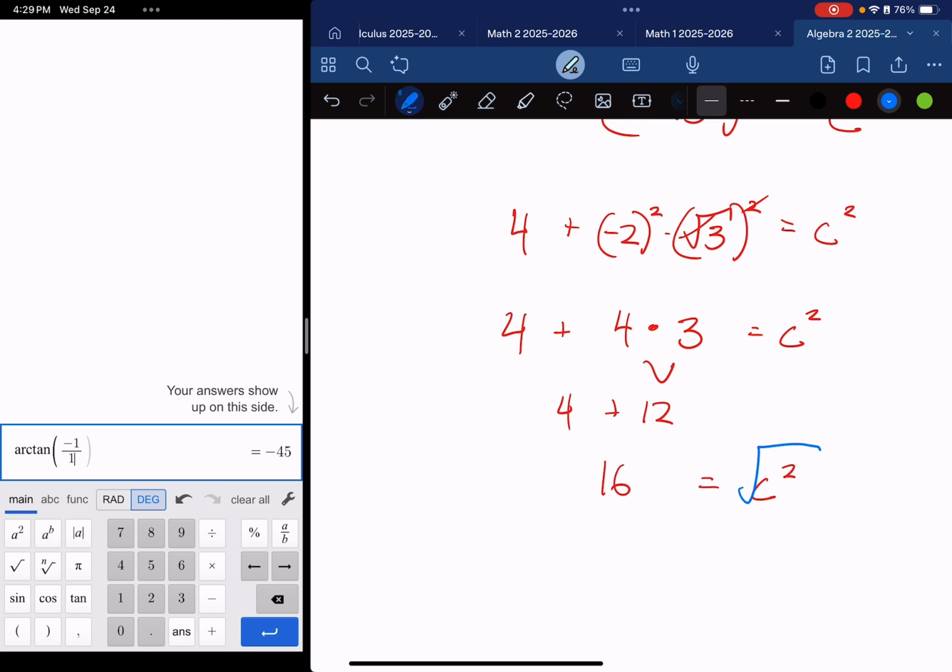And then finally, I'm going to undo the square by square rooting. That's the inverse operation to get c is equal to 4. All right, that's the modulus. I've found that. Now I'm going to find the argument.